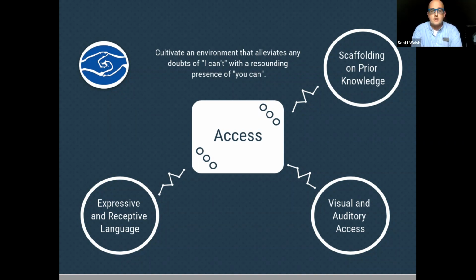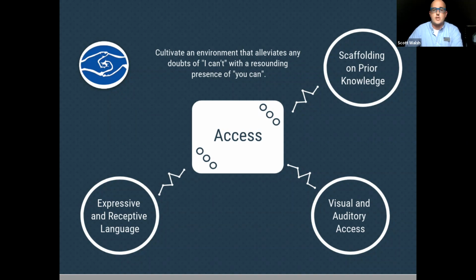Other common barriers that are seen in the educational environment are limited visual or auditory access. Even with the assistance of hearing aids, cochlear implants, BAHAs, and FM equipment, students still heavily rely on the ability to utilize visual cues and auditory cues to maintain engagement in their educational environment.